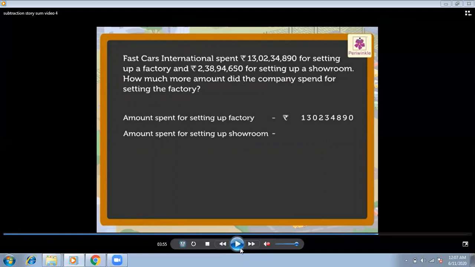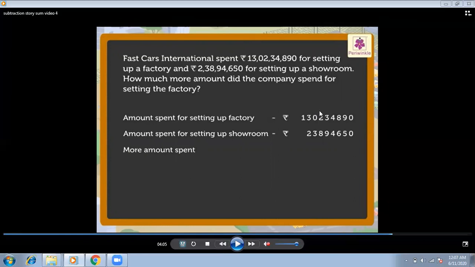The first step, the bigger number will be written upside. Second step, don't forget to mention the place value on the top. Second, you have to arrange the numbers according to the place value chart. And the third step, that you will start your solution from the ones place.